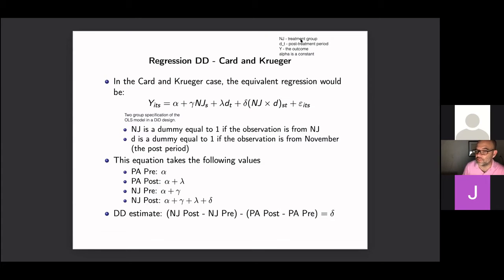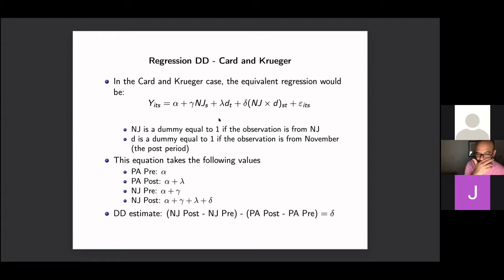NJ, New Jersey, is the treatment group. DT is the post-treatment period. Y is the outcome. Alpha is a constant. Our data is collected in two periods: before, pre, and after, post. Okay, so we're going to estimate this regression.